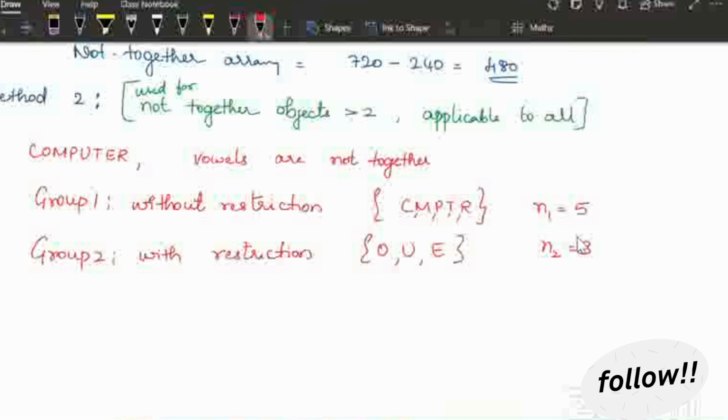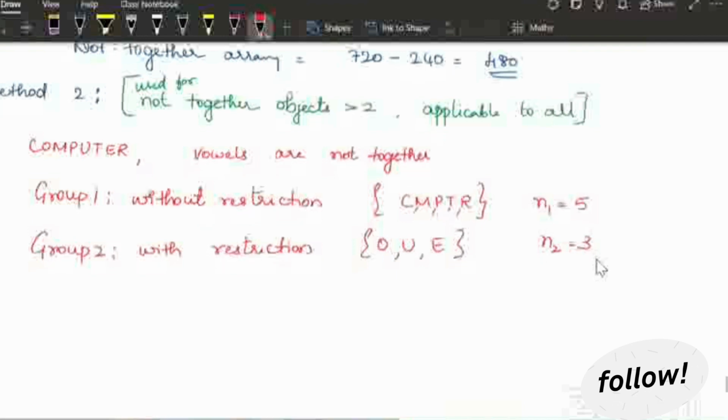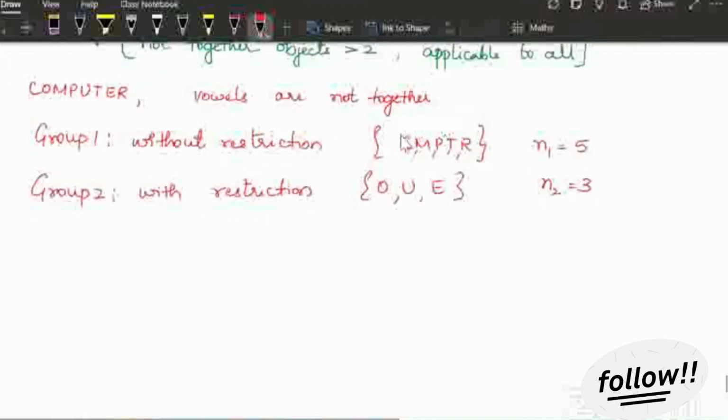Number of objects which are not supposed to be together, sorry, number of objects without restriction is 5. Number of objects which are not supposed to be together is 3. So this we will take as N1 and this is N2. Now arrange these letters which do not have restriction in N1 factorial ways. Okay, we have 5 letters. Now the consonants, so you can write the answer like this. Consonants are arranged, 5 consonants are arranged in 5 factorial ways.